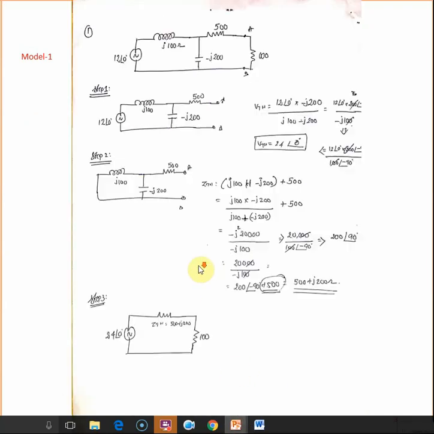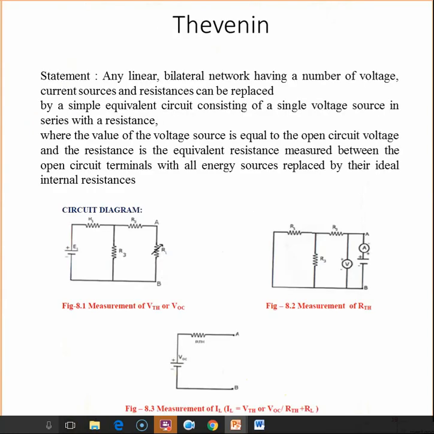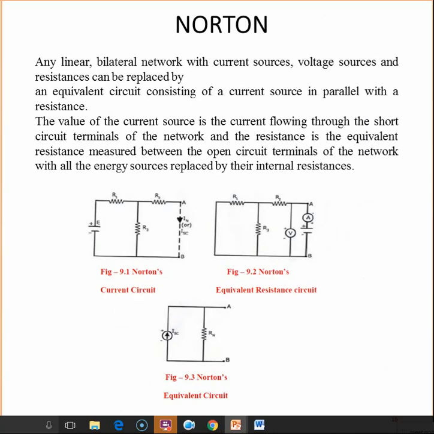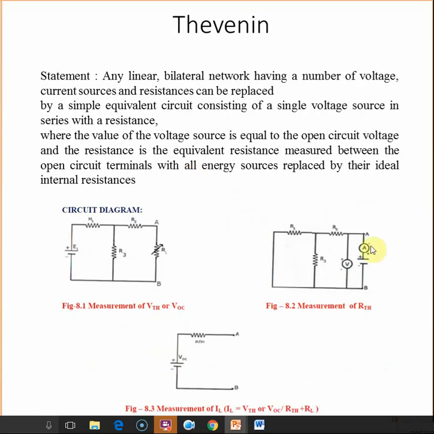Okay, so I will show you directly. Yes, this is the part I want to tell you very clearly. I want you to understand Thevenin's theorem and Norton's theorem. Each theorem consists of three steps. This is step number one, step number two, step number three. Here also for Thevenin's theorem there are step one, step two, and step three. So there are three steps in total.